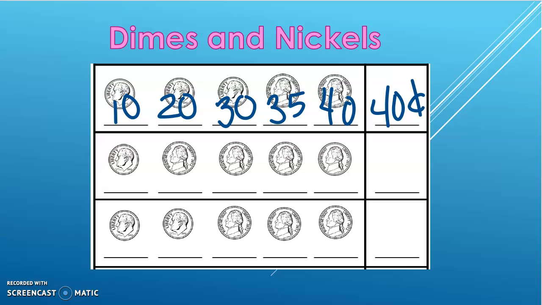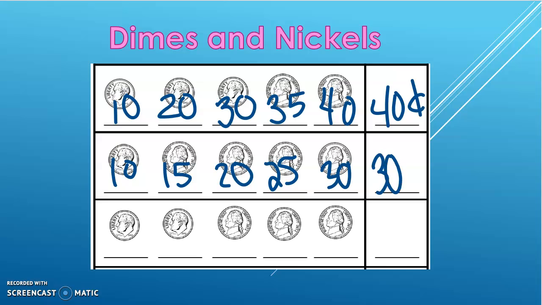All right, second row, we have a dime, whose value is 10, plus 5 more would be 15, plus 5 more would be 20, plus 5 more would be 25, plus 5 more would give us 30. So we have 30 cents here in the second row.